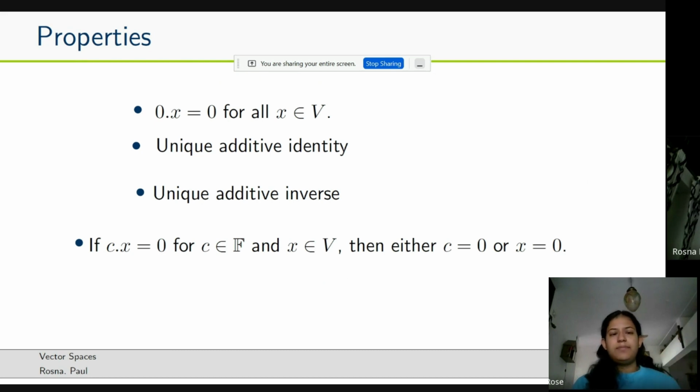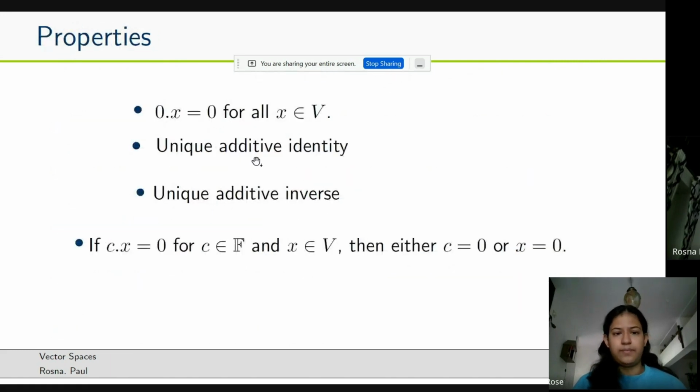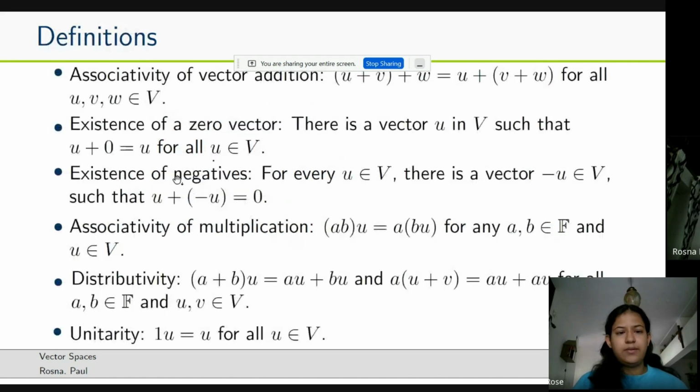And apart from these main properties, there are some other properties we can check. For any zero in your scalar, zero times your vector will always be zero. This looks very trivial, but this is one property of a vector space. And as mentioned previously, the additive identity, which is our zero vector, is unique in our vector space. And also the additive inverse: if you have a vector and it has an inverse, then that inverse will also be unique.